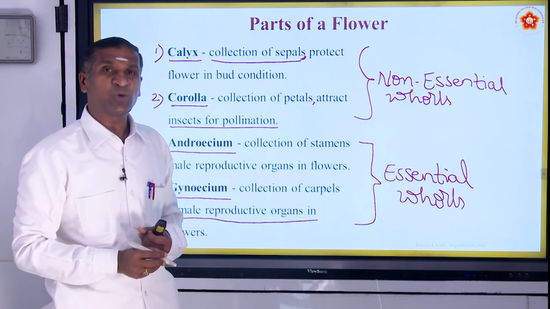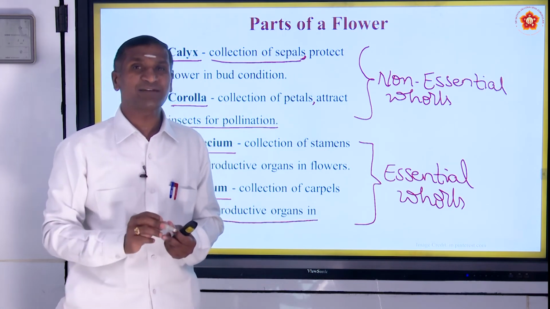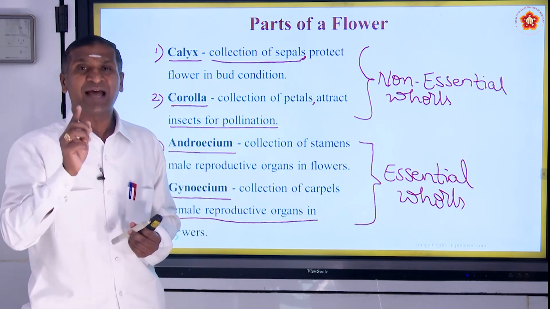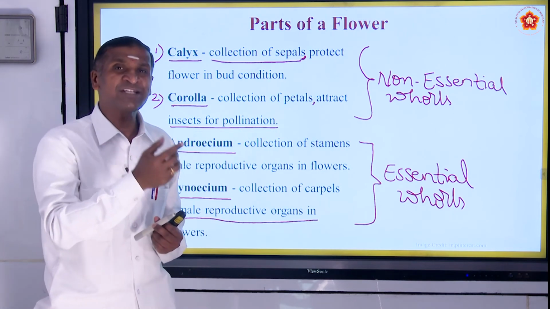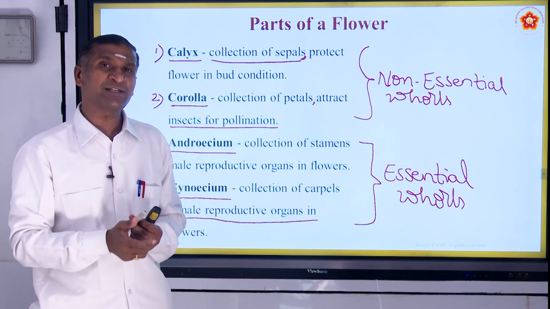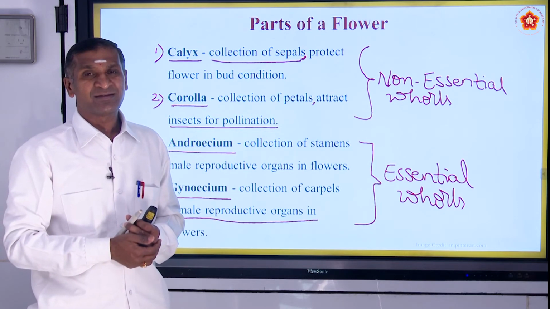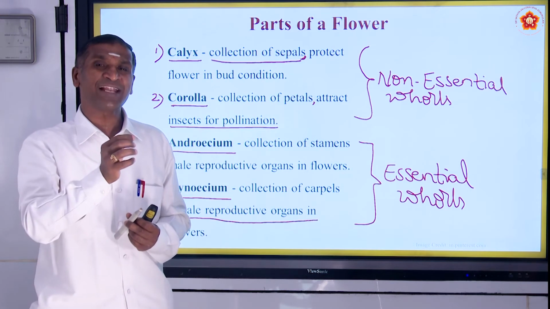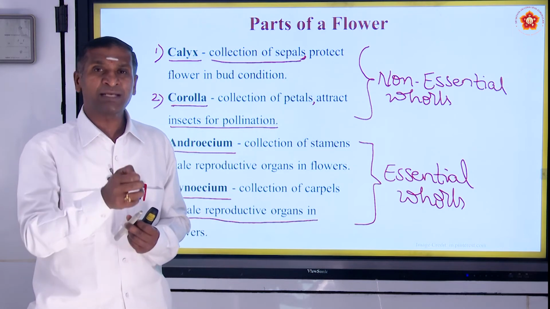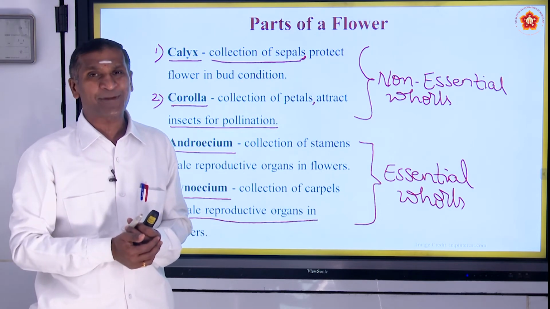Called as essential whorls. So be alert and remember that the whole parts of the flower are divided into 2. One is non-essential whorls and the other is essential whorls. The non-essential whorls are the calyx and the corolla. The essential whorls, the androecium and the gynoecium. The single unit of calyx is the sepal. The single unit of corolla is the petal. The single unit of androecium is the stamen. And the single unit of gynoecium is the carpel or the pistil.